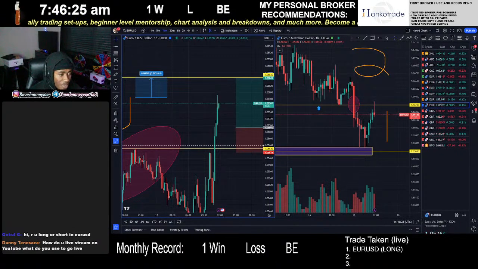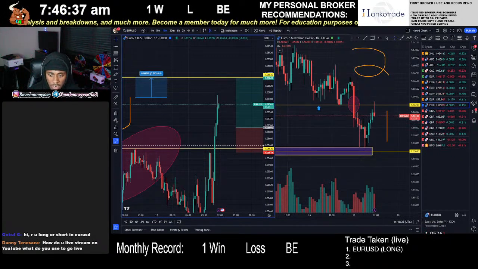So we did hit BE. If you have multiple positions, you can break even, making this a risk-free trade, or just let it play out. We are around 5 to 6 pips away from TP, as you guys can see on my screen, or 8 pips now. We're going to let this trade play out.